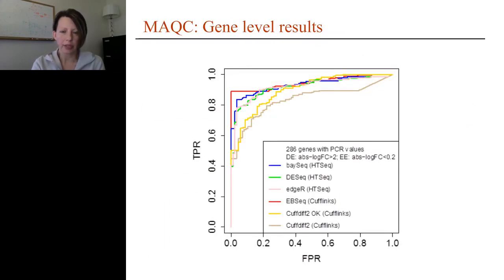And then that was for simulation results, but we also evaluated the approach using publicly available data where there's a gold standard list of genes, and the gold standard is defined by RT-PCR. So this is a list of genes that people think are in fact truly differentially expressed, and we can see that EBSeq works fairly well. And most of these methods work fairly well on this somewhat artificial data set.